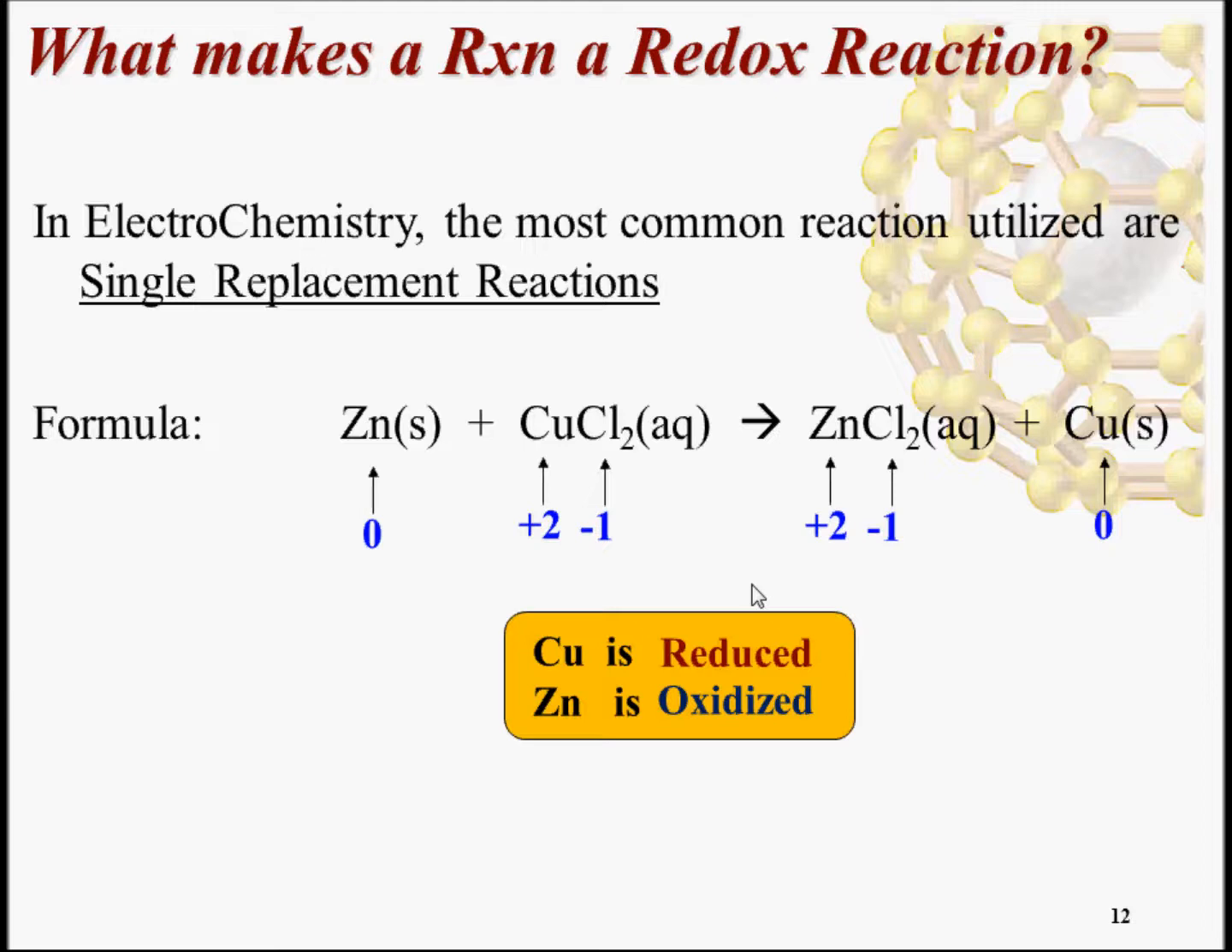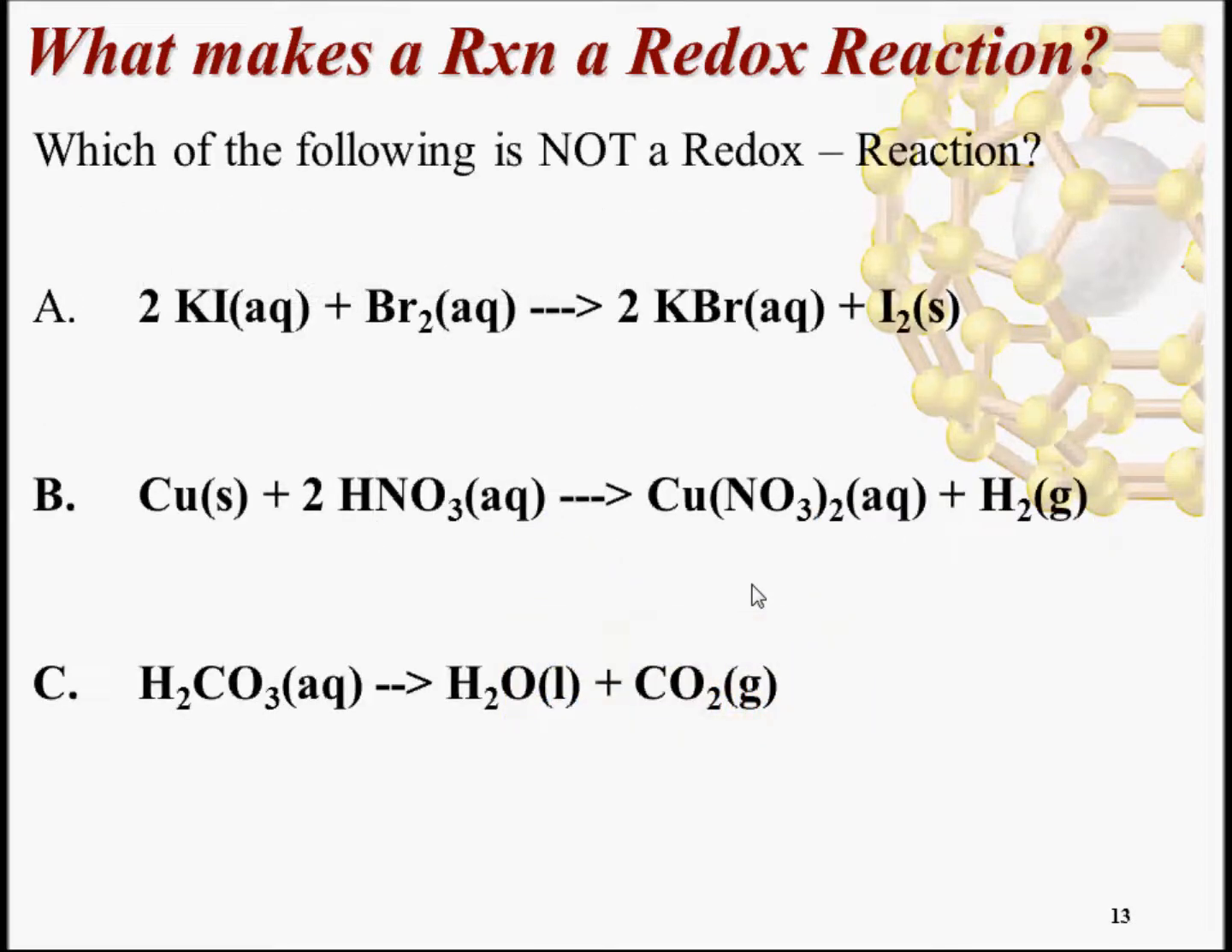So I have 3 examples here. One of these is not a redox reaction. So take a minute, pause the video, look at all 3 of these, look at the oxidation states of each one, and see if you can find one case where the oxidation states are not changing. Because if they are, it's a redox. All right, let's see how you did.